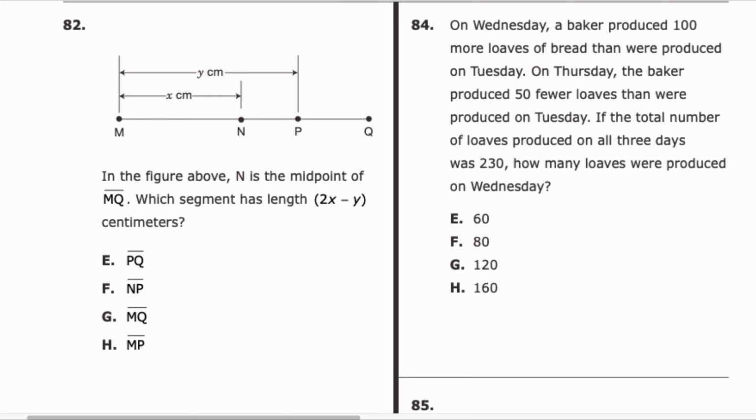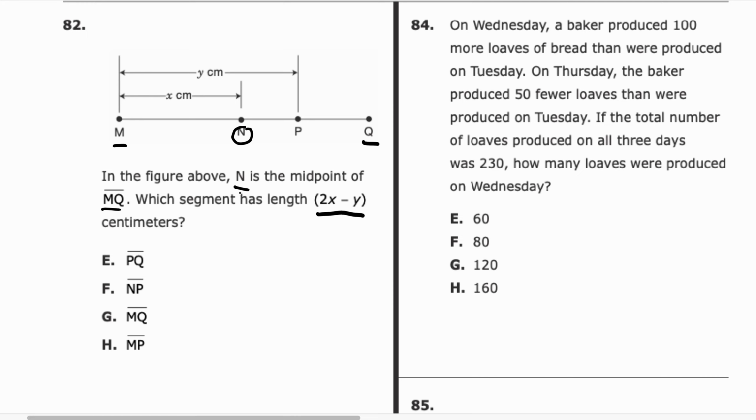Hi, alright, so we're gonna start with part 4 of our SHSAT 2021 math review. So let's do problem 82. So we have a figure, and N is the midpoint of MQ. So MQ is the line segment, and N is the midpoint of that. Which segment has length 2x minus y centimeters?